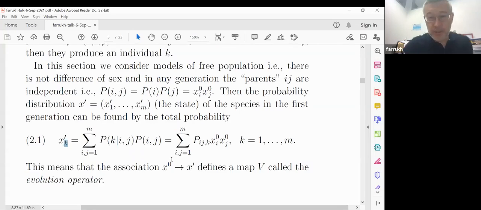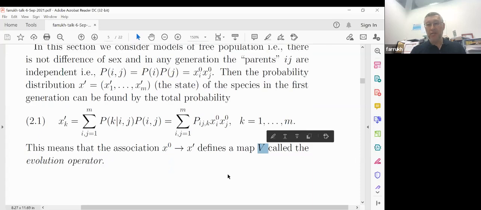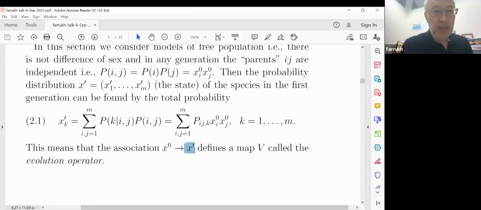Questions up to now? Do you have any questions? I know for listeners from an algebraic background, the probability stuff is a little bit unusual, but it gives some ideas. Now if I have an initial distribution and I want to find the next generation, the next generation will be given by formula 2.1. Of course, this 2.1 defines a mapping. We call it V. The first generation goes to another x prime. So it defines a mapping, which is called the evolution operator.